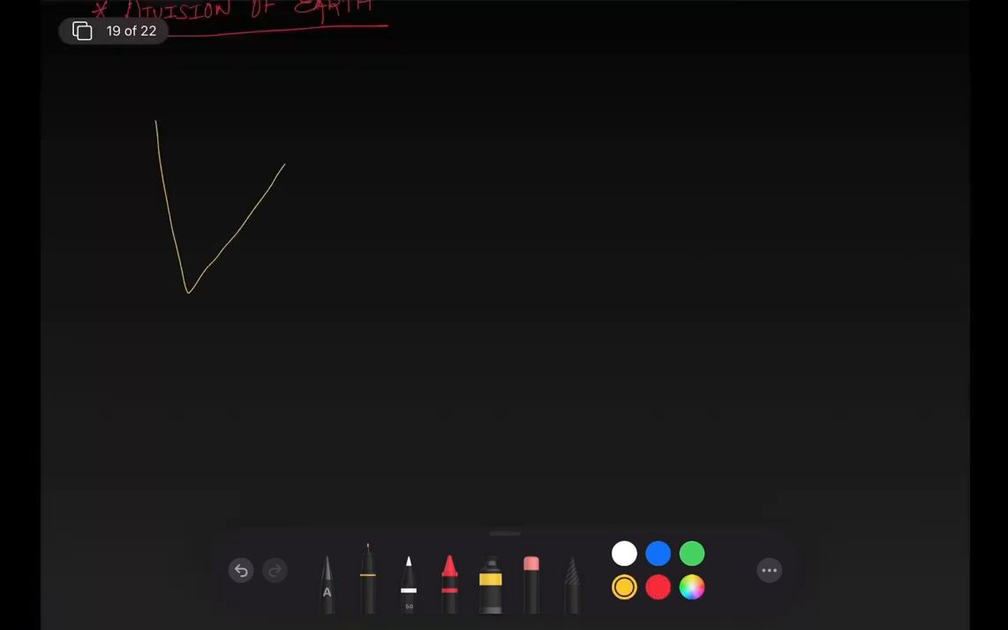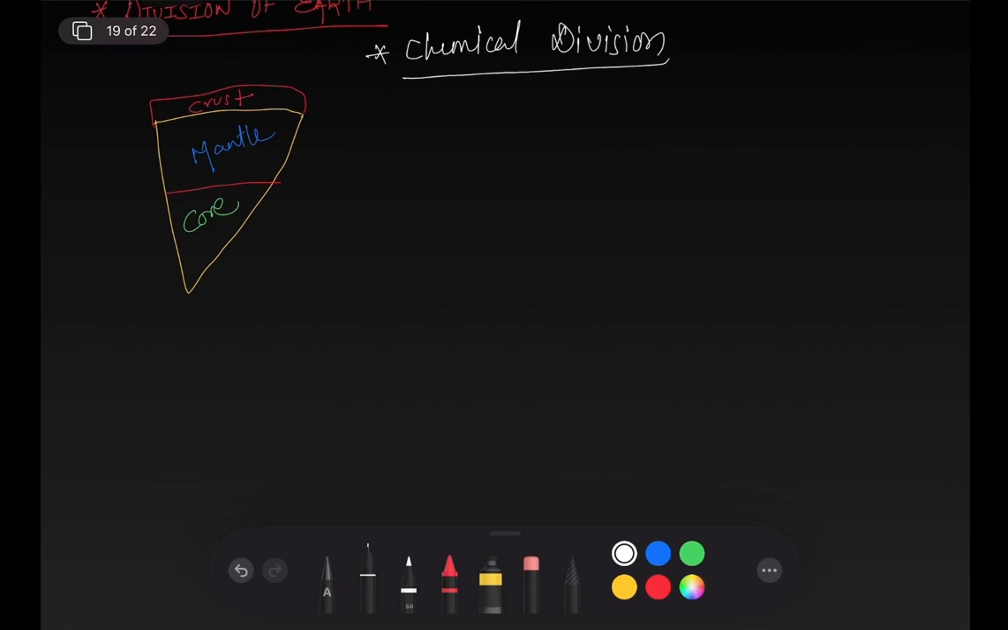Let's understand. This is the part of the earth. This is crust. Then comes mantle. Then comes core. So this is the basic division of the earth. Let's understand the chemical division of earth. There are two types of division: chemical and physical. First, we understand the chemical division of earth. First, crust. Crust is divided into oceanic crust and continental crust.